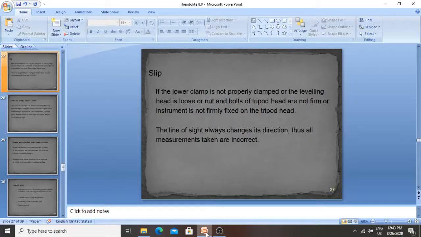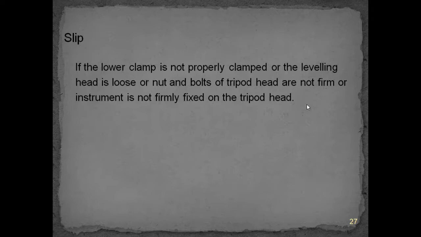Next, slip. What do you mean by a slip? Now if you take a tripod stand, you will be having clamps. If the lower clamp is not properly clamped, or the leveling head is loose, or nuts and bolts of a tripod head are not firm, or the instrument is not firmly fixed on the tripod, that means your instrument is not perfectly fixed to the tripod. That is one reason.